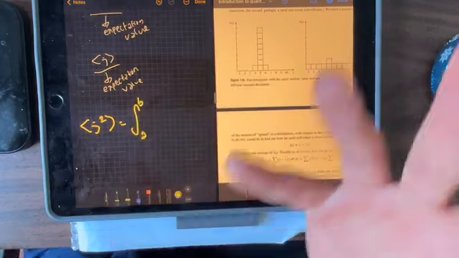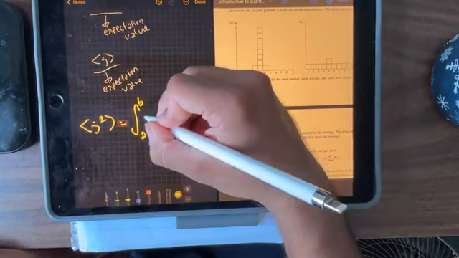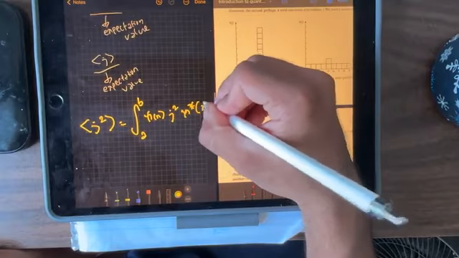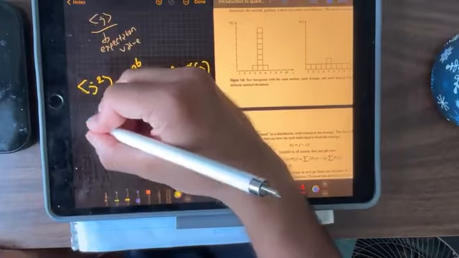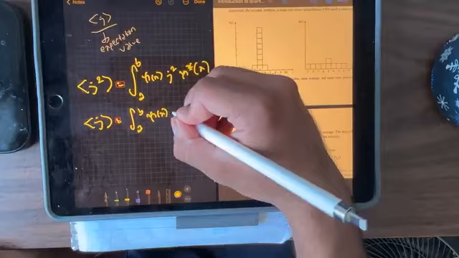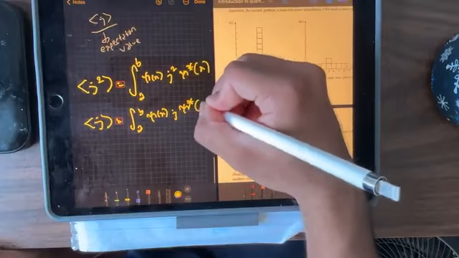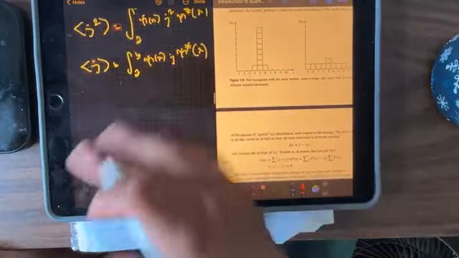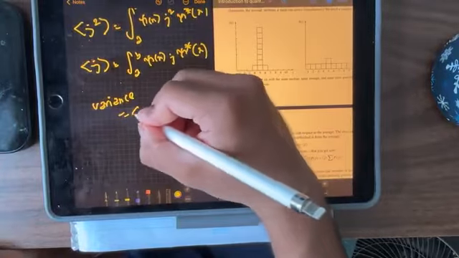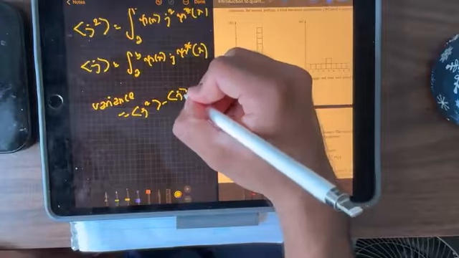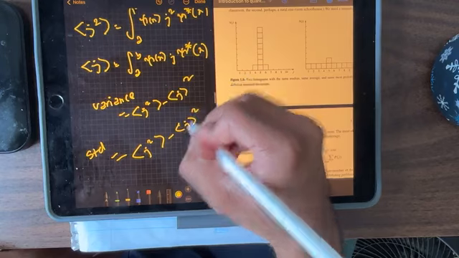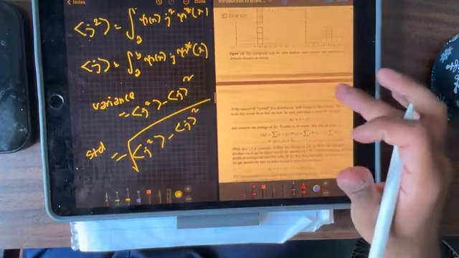integration from a to b, like some value a to b, psi of x j square psi conjugate of x, and it will be the same thing for j, which is a to b psi of x j psi conjugate of x, and everything is the same thing. To calculate the variance, you would have j square minus j whole square, and STD would be j square minus j whole square, all square rooted. Right?